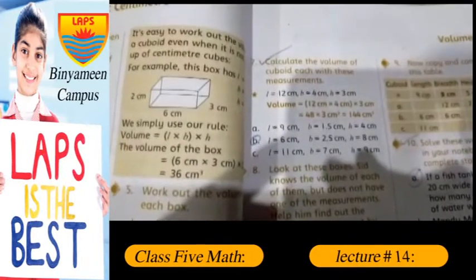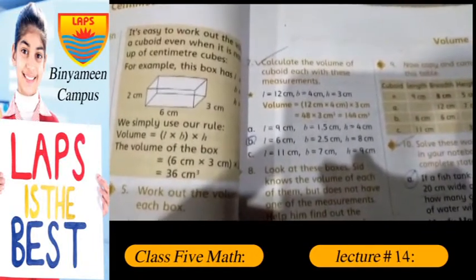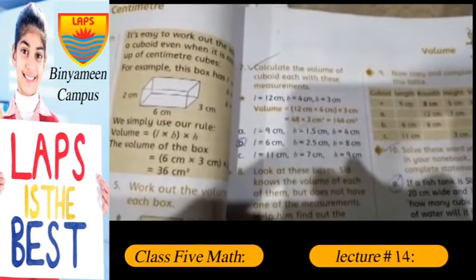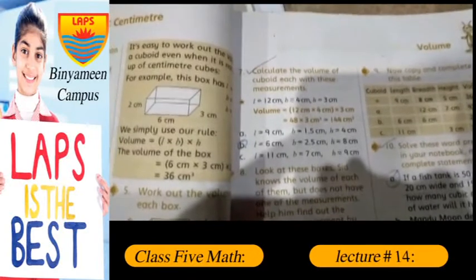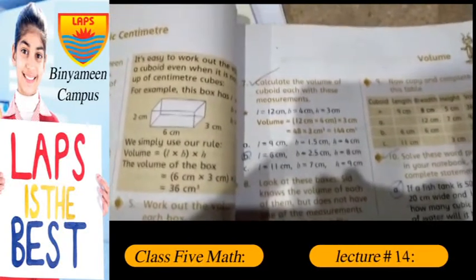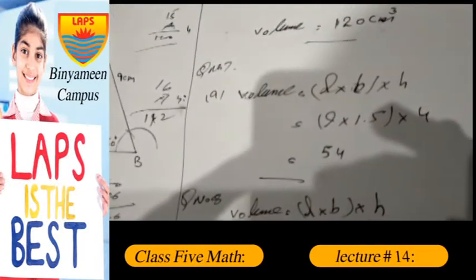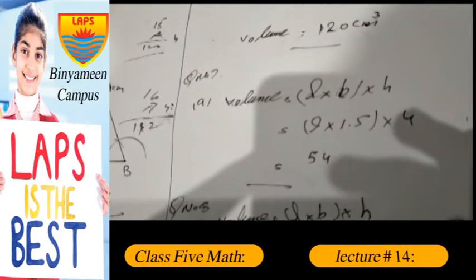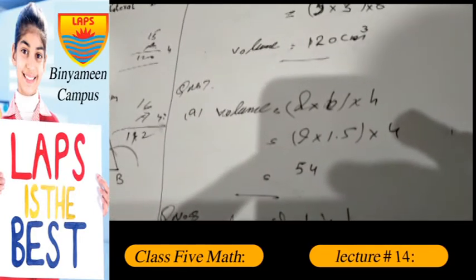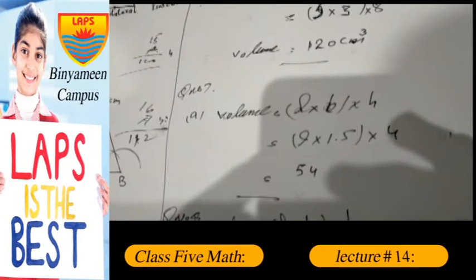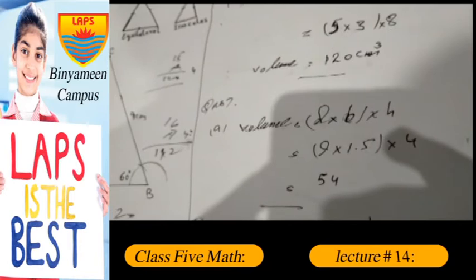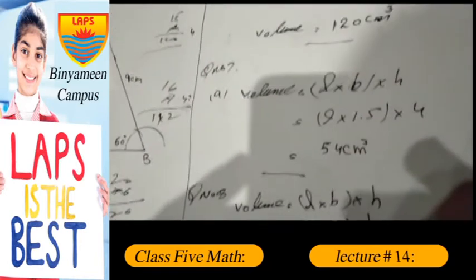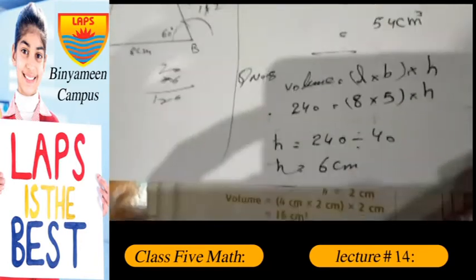Question number 7. Calculate the volume of cuboid each with this measurement. Length given, breadth given and height given. Then all values multiply, we get the answer. Question 7, part A. Length multiplied by breadth multiplied by height. 9 multiplied by 1.5 multiplied by 4, we got the answer 54 centimeter cube. 54 centimeter cube. Question number 8.